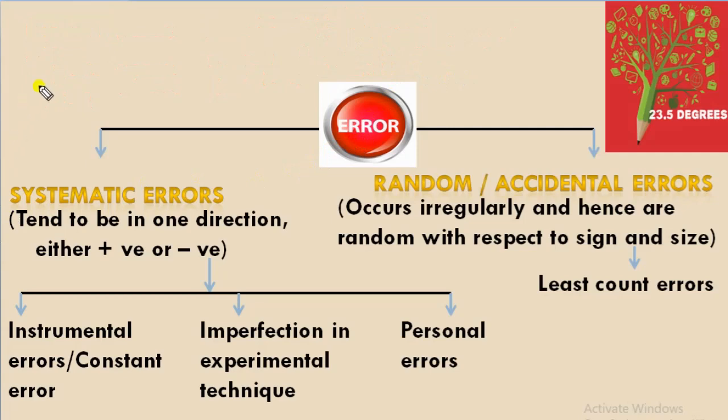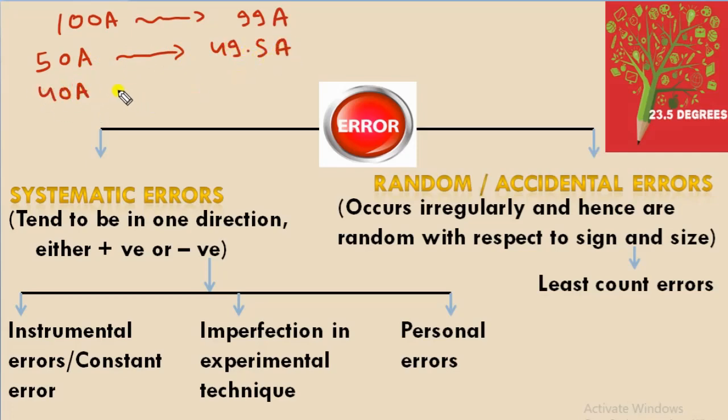Now another possibility was that while measuring a current of say 100 ampere, I got a reading of 99 ampere. While measuring a current of 50 ampere, that is the true value of the current is 50 ampere, I got a reading of 49.5 ampere. When I was trying to measure a current, the true value of which is 40 ampere, I got a reading of 39.2 ampere. Now this time, each time I am getting a negative error. Again the errors are one-sided.